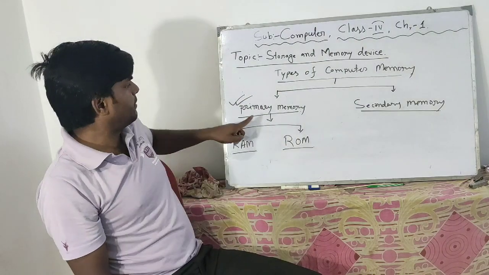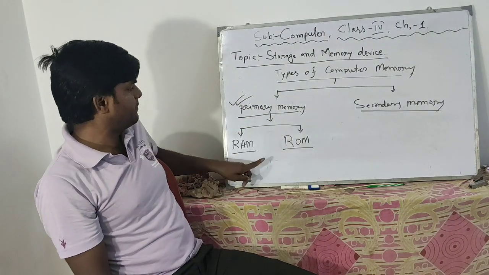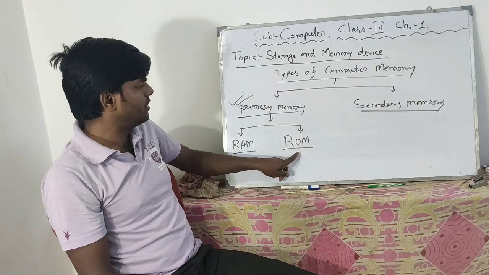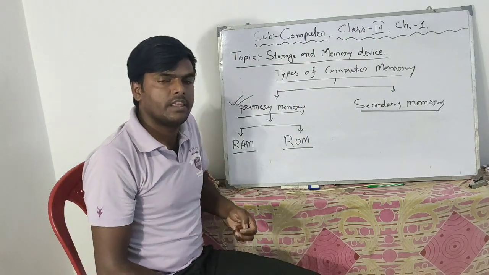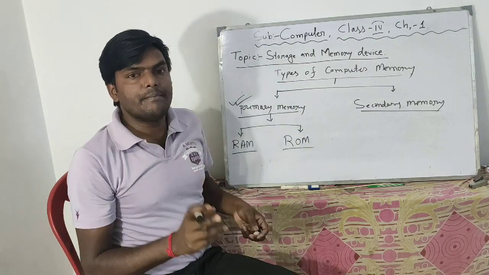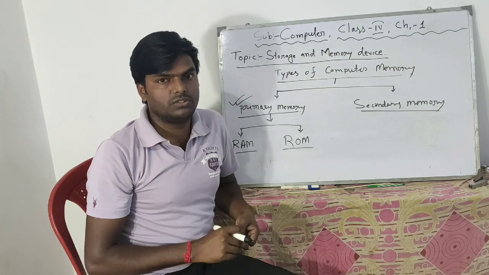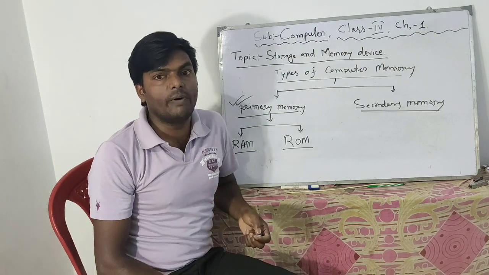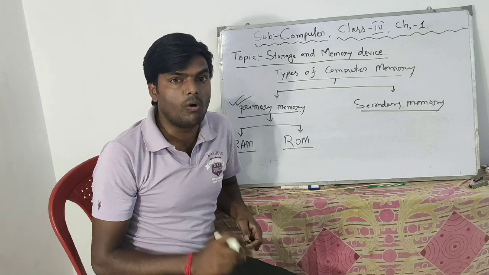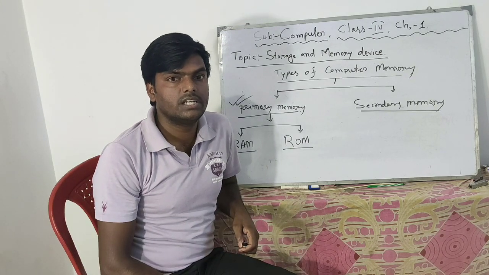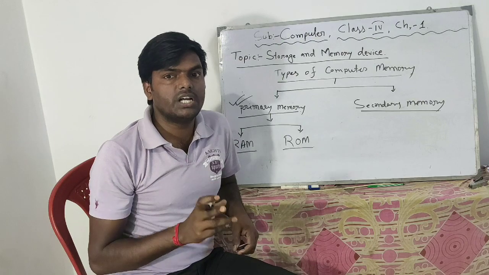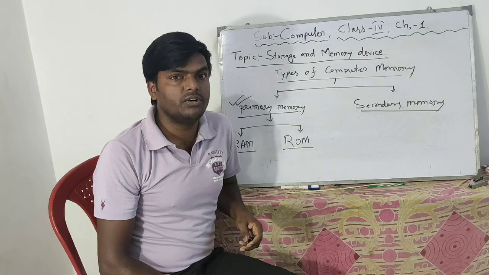Clear? So primary memory also has two types. First one RAM, second one ROM. What is RAM? RAM is also called volatile memory. The data will be lost when the computer is turned off. Clear? When the computer is turned off, data will be lost.